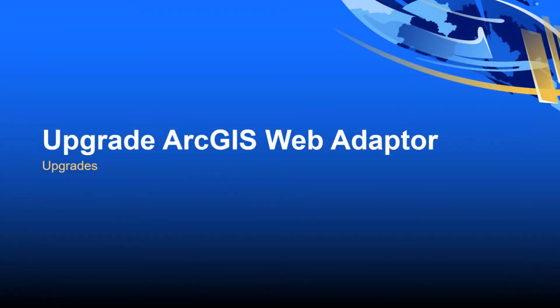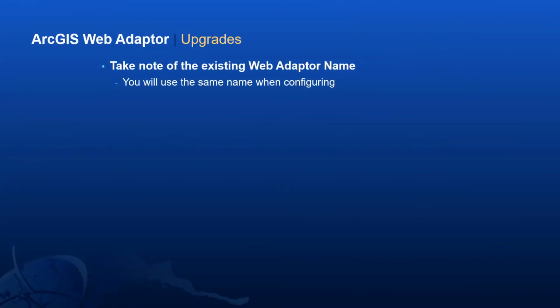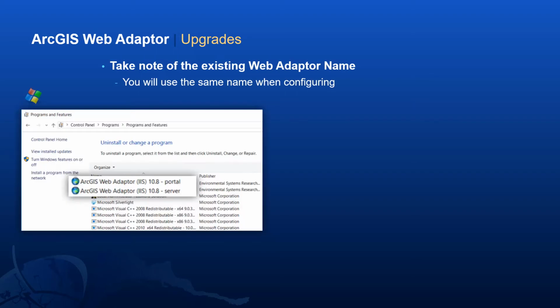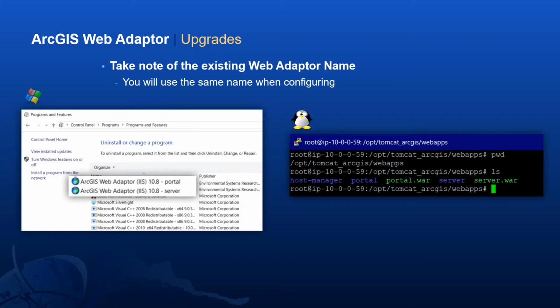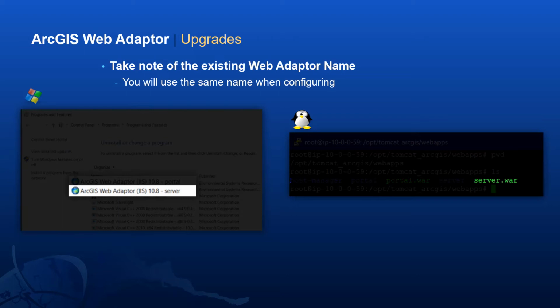Now, let's review upgrading the web adapter. Take note of the web adapter context that you used at the previous version. You will be using the same name when configuring the updated web adapter. In a Windows deployment, this is located in Programs, and in Linux, you can find the name in the Web Apps folder. In both of these examples, the name for the portal web adapter is Portal, and the name for the server web adapter is Server.